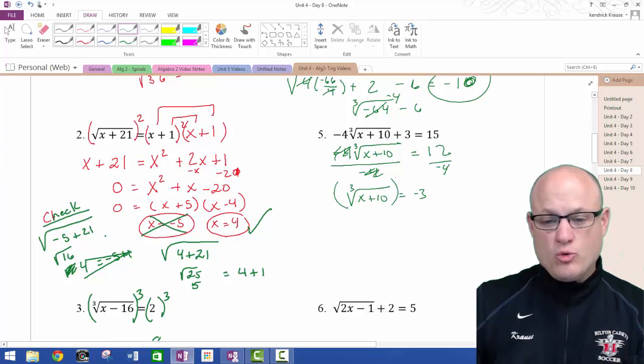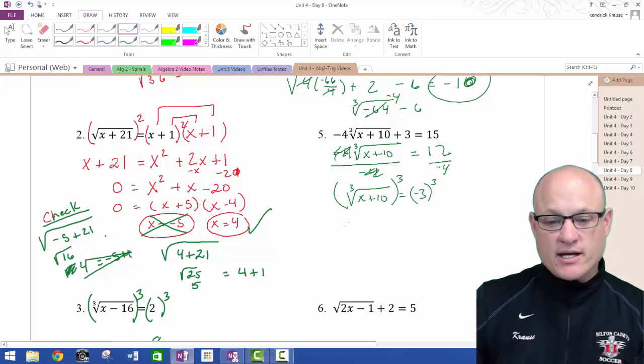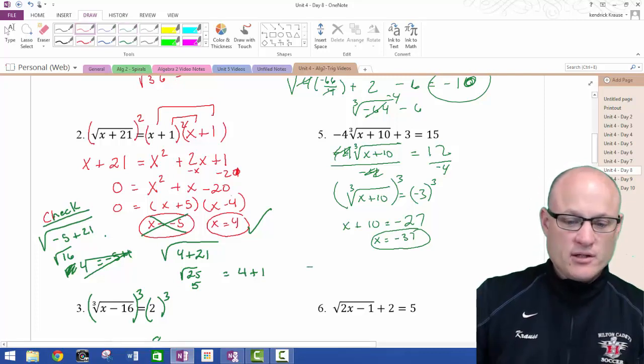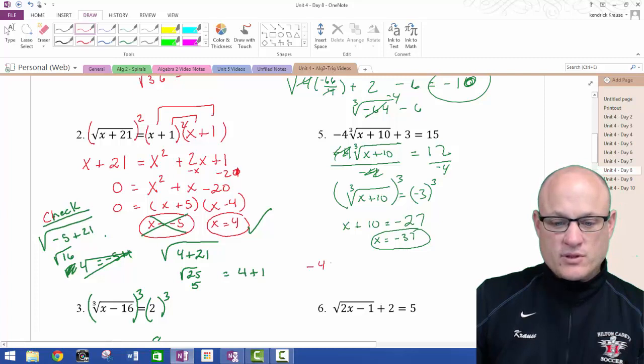We're going to cube both sides. And so I get x plus 10 equals negative 27, or x is equal to negative 37. That just doesn't seem right. I don't know. Let me check this. Negative 4, the cube root of negative 37 plus 10 plus 3 equals 15.